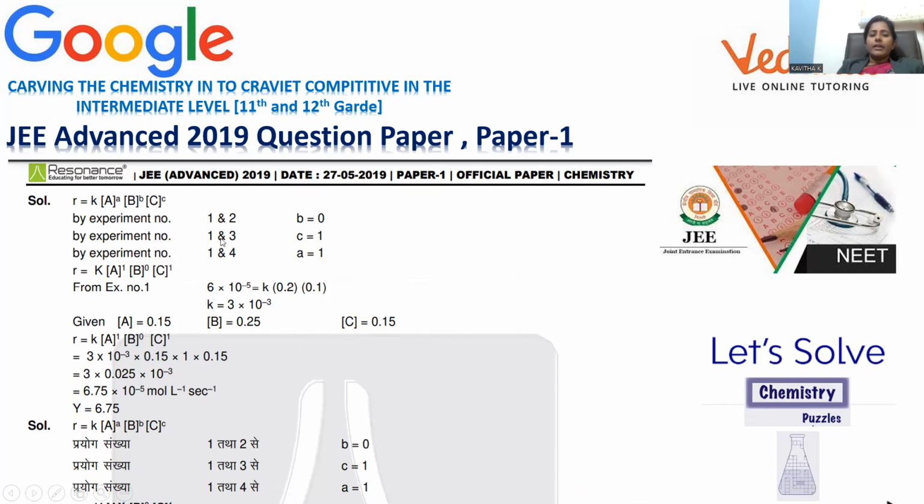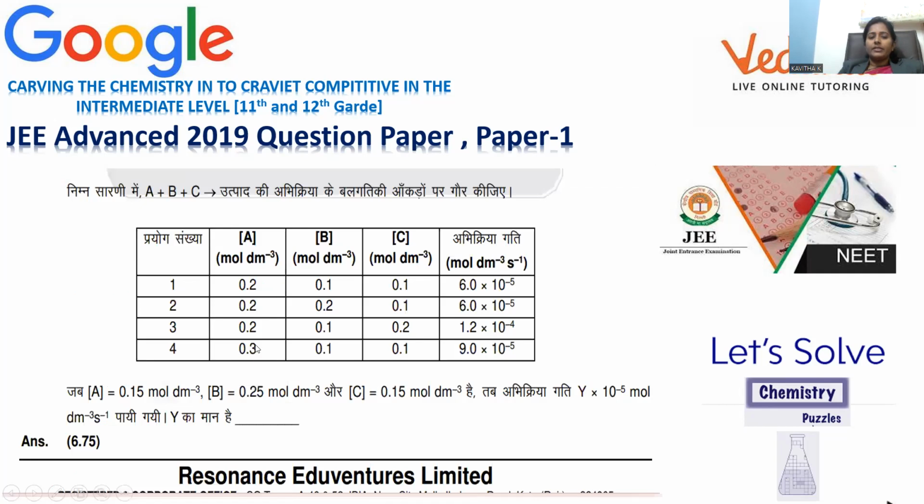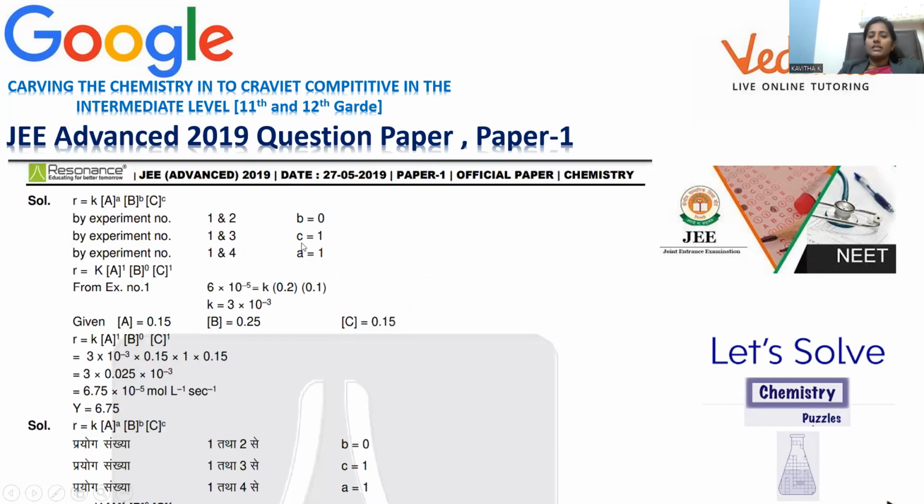Then experiments 1 and 3. In experiment 1, 0.2 is the concentration of A, and it is not changed. B is also 0.1, 0.1. C is 0.1, doubled to 0.2. Whenever 0.1 converted into 0.2, 6.0 converted into 1.2, again doubled. So whenever the concentration of C doubled, the rate of the reaction also doubled. That means C is first order. Reactant C follows first order.